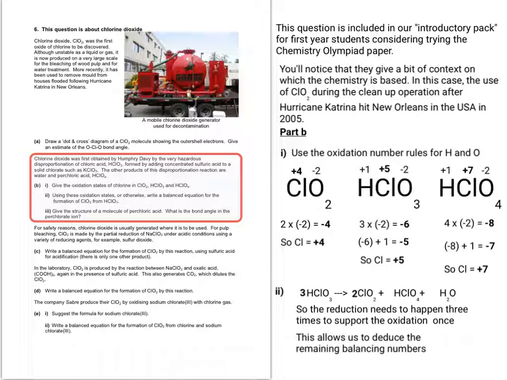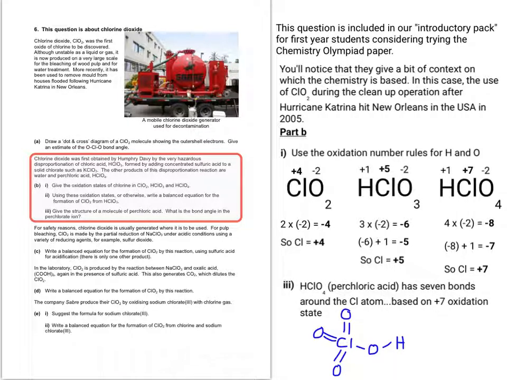Okay, let's go on to part 3. So it asks us to give the structure of a molecule of perchloric acid, which is HClO4. Now, as we worked out earlier, the chlorine here has a +7 oxidation state, so it's got to have 7 bonds, which I've now put in.